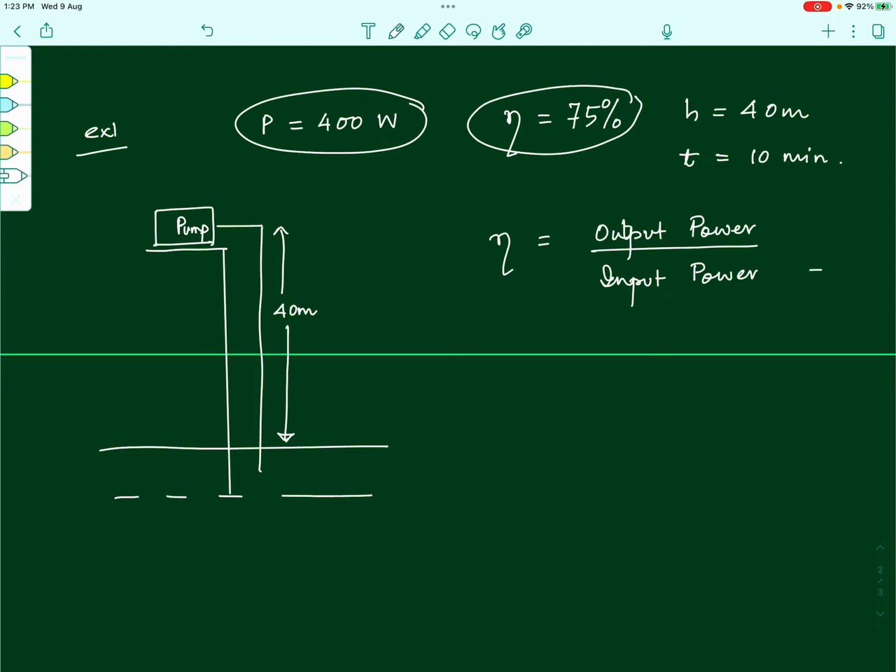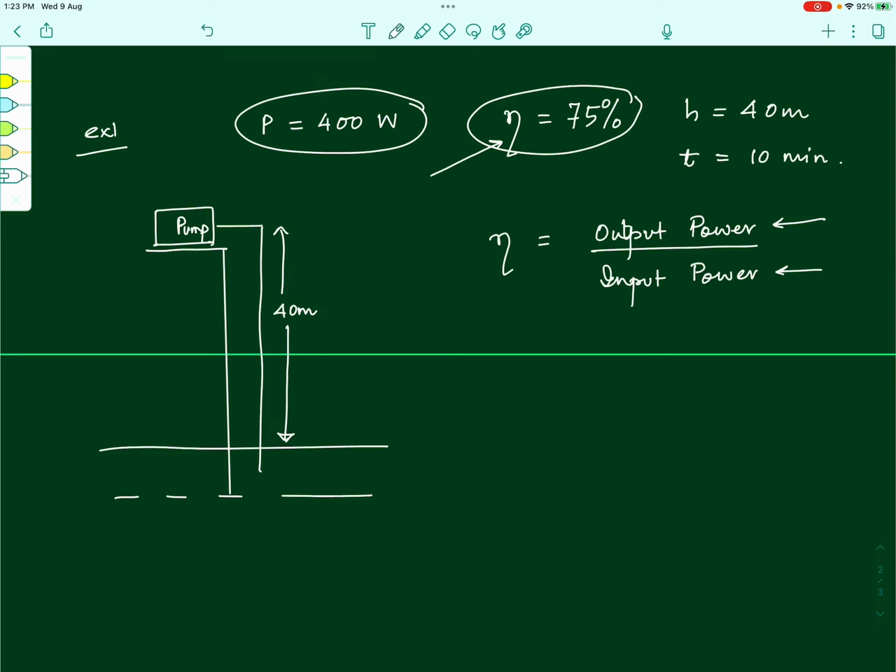So, if the input power is coming from the electricity and the output power is being given in the form of the work that the pump does for us, it is given that it works with an efficiency of 75%. So, it is only able to convert 75% of electrical power to mechanical power. So, from here we can find out the amount of power that it actually delivers while pumping the water up.